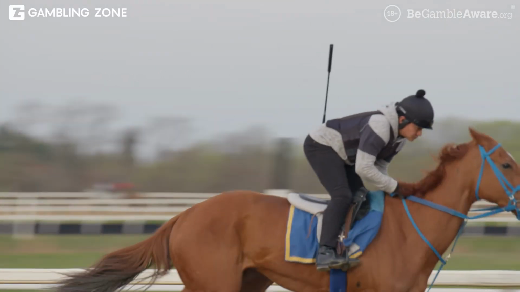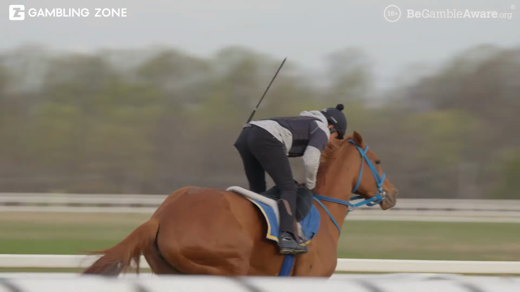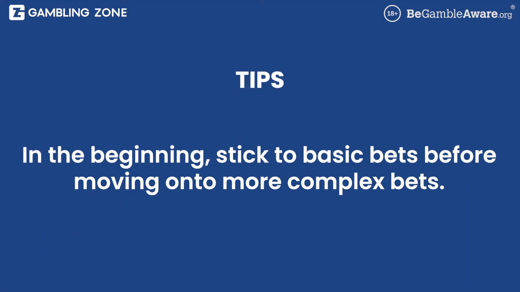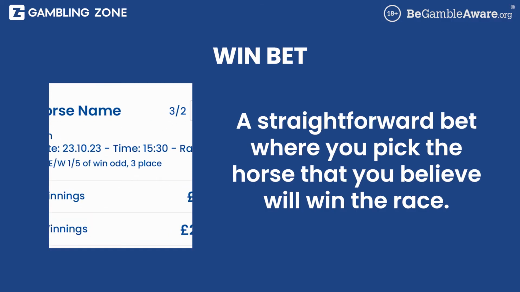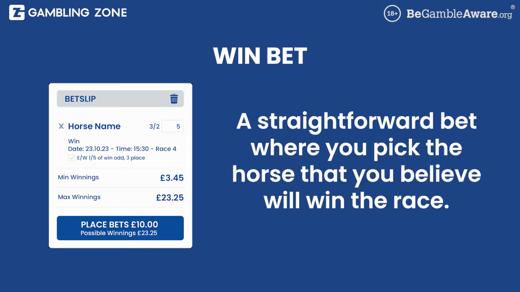If you are new to horse racing, then the betting terms can be overwhelming. In the beginning, we advise you stick to basic bets which are easy to understand before moving to complex system bets. Here are the most common bets you can place. Win bet: a straightforward bet where you pick the horse you believe will win the race. If your chosen horse crosses the finish line first, you win.